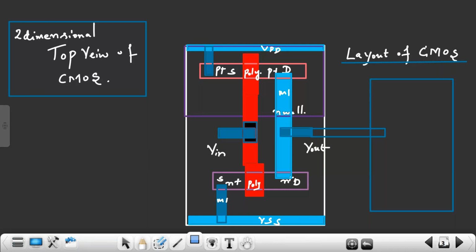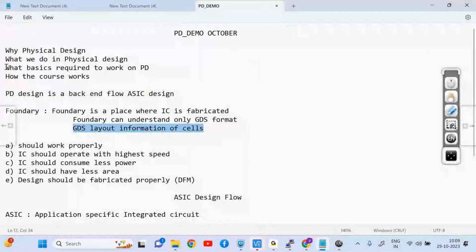CMOS, we will do the basic course here. First of all, what is required for the course? You can refer to Neil Weste, or Pucknell, David Pucknell, for layout. If you don't have CMOS basics, we will do CMOS basics here. We'll start with digital CMOS, TCL. That I'll discuss, and that is also our agenda. What basics are required for physical design, I'll discuss when the time comes.